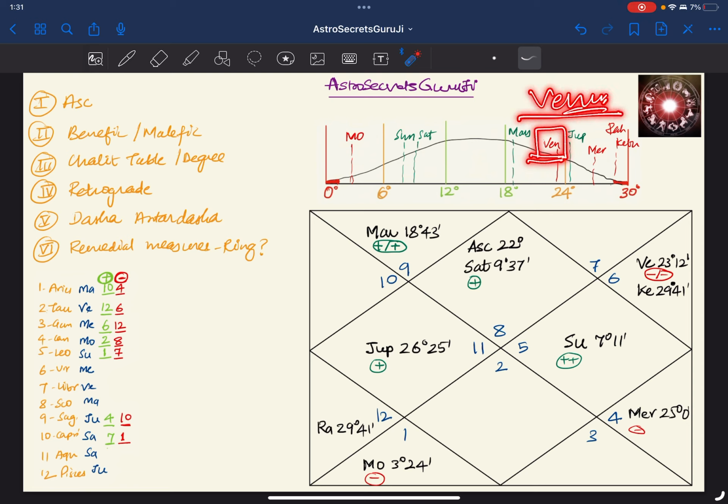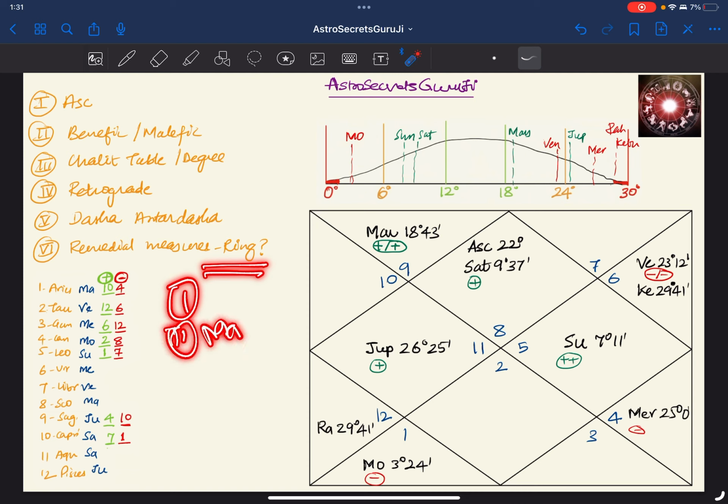Okay, what are those remedial measures? Either you increase the degree so that it goes from, let's say, this 50% to the 25% bracket, or you have mantras which you can chant to appease Venus, so that the results are not bad, especially in the period that Venus dasha is running. So rings are one measure. Second is mantras that you chant based on the time period that the dasha or antar dasha is running.